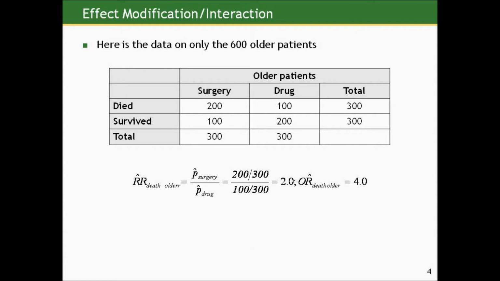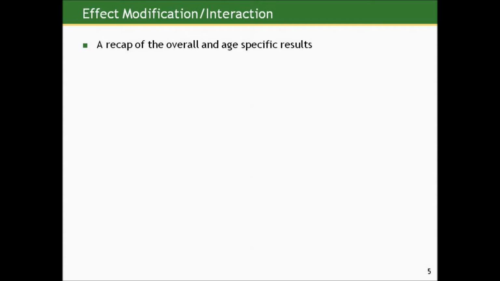So just to recap the overall and age-specific results: when we looked at everyone altogether, there was absolutely nothing going on in the sample. But when we looked at those who were younger, it appears that surgery was preferable to the drug. The relative risk of death for surgery to drug among the younger patients was 0.5. However, when we looked at older patients, we got the reverse. The relative risk of death for those on the surgery relative to the drug was 2. So what's going on here? I didn't put in confidence intervals here, and we could consider uncertainty, etc.